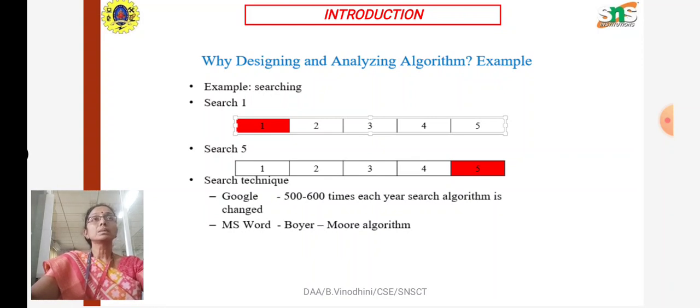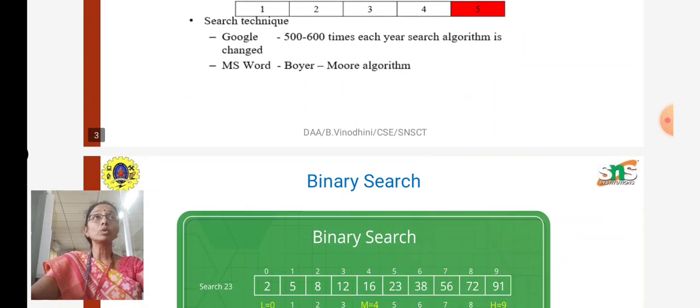In searching, suppose we have an array, and in that array we are going to search for an element. If the searching element is in the first position, we can get the output with the very first input. But if the searching element is at the last of the array, we have to traverse the array up to the last, and then find the corresponding element. So the output of the program depends upon the element position. So we have to analyze which is the best one for searching.